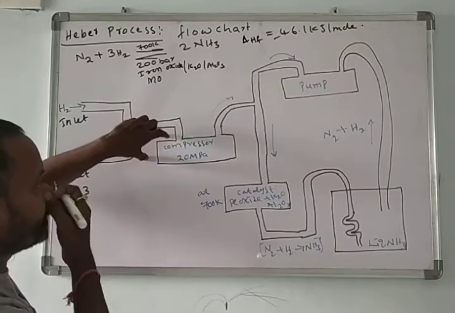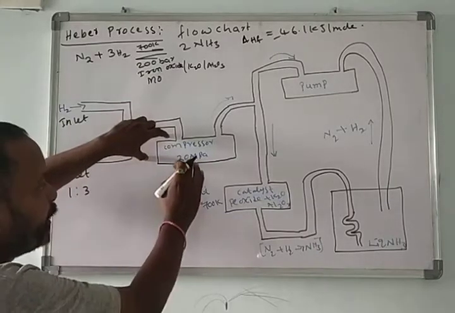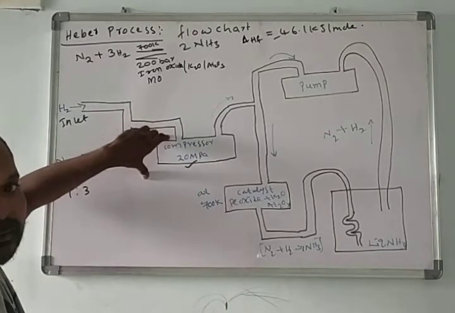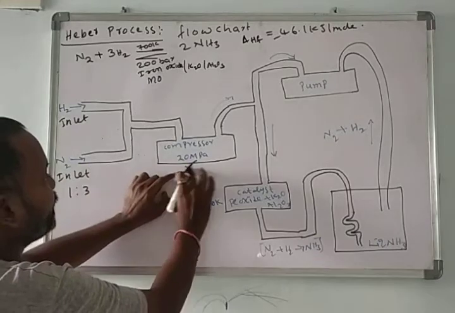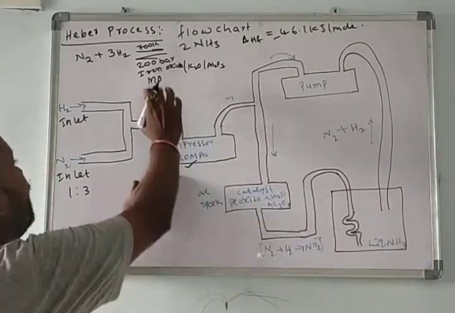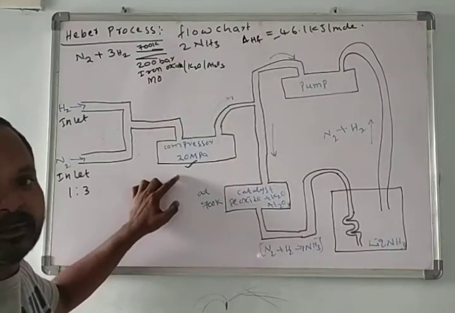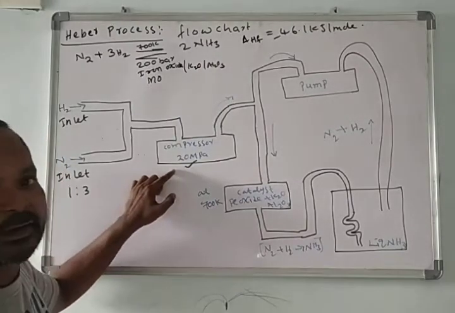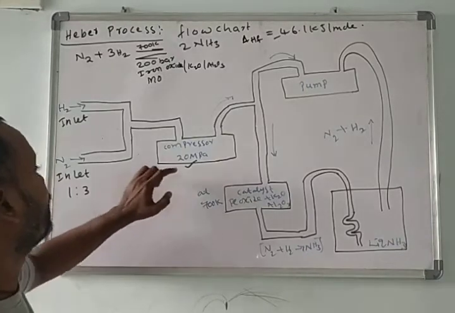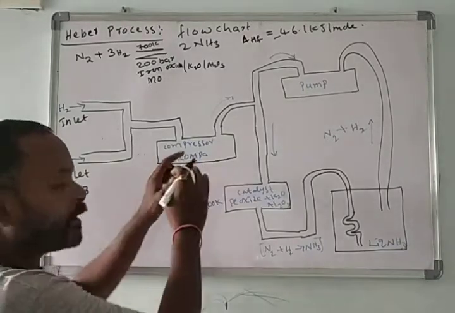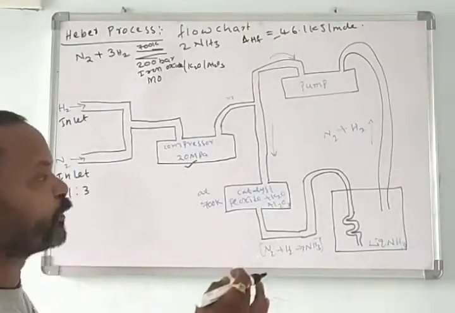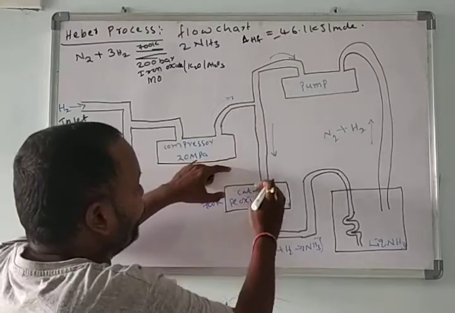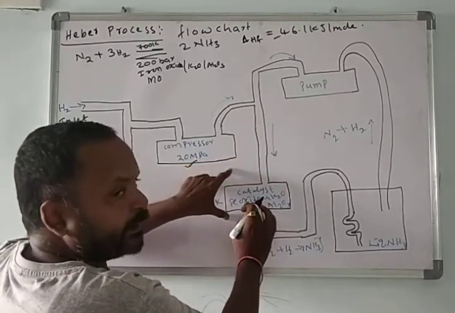When we are passing these two gases into the compressor, then we are applying the pressure. How much pressure do we use? 20 megapascal, or 200 bar, or 200 atmosphere pressure, or 200 into 10 to the power of 5 Pascal pressure. After compressing these two gases, they will be moved into the catalyst zone.